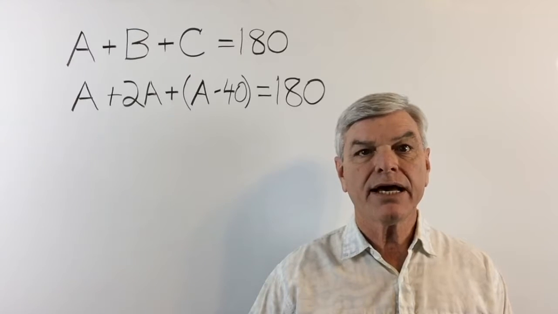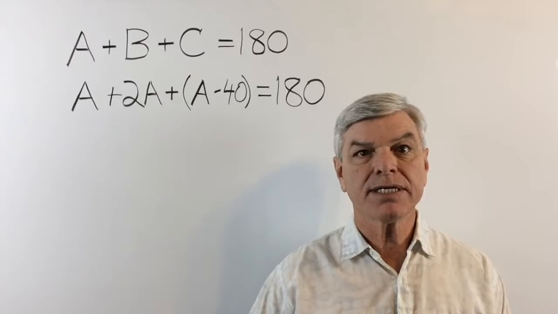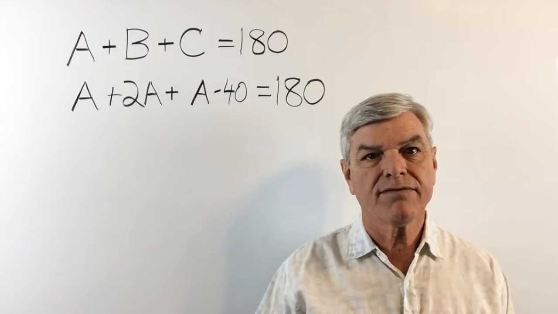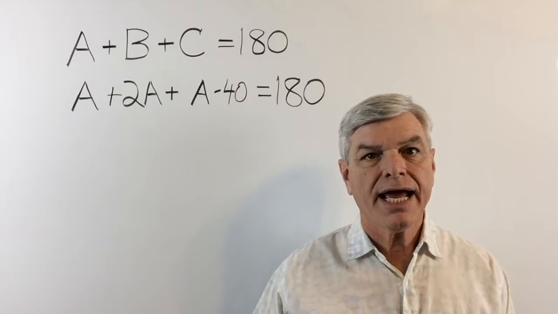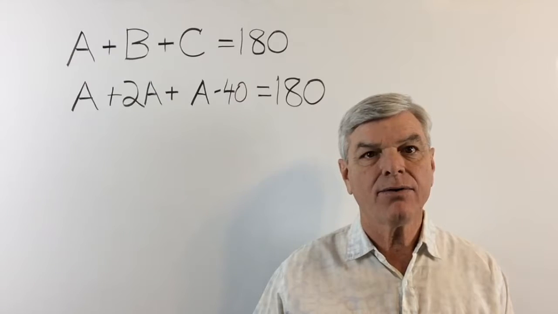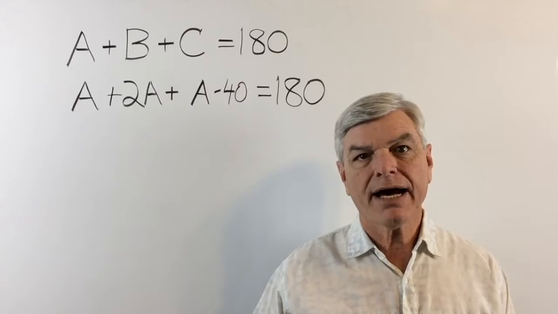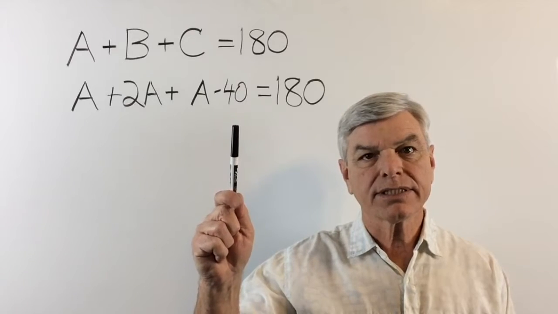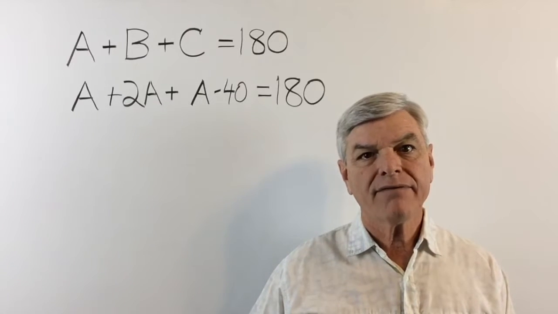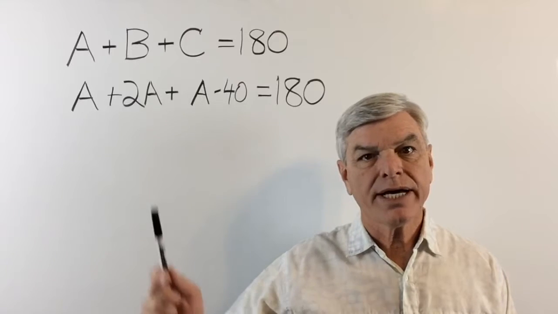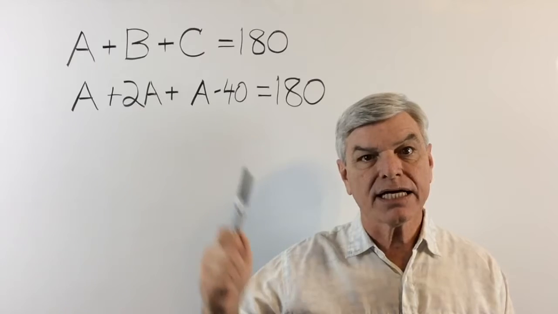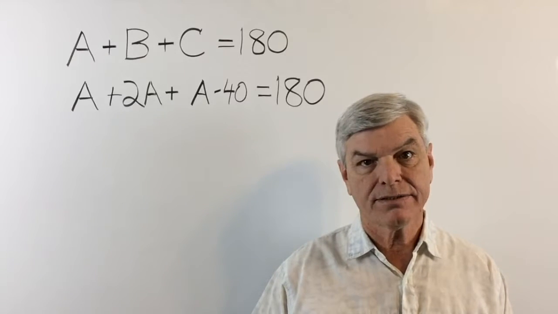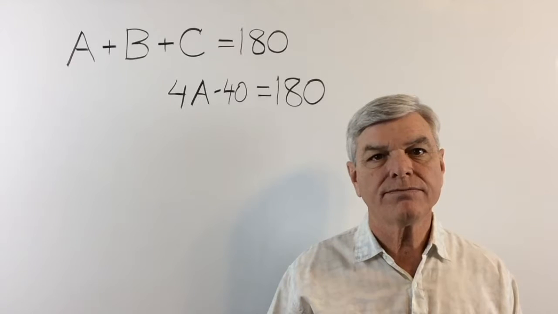So let's bring the third term out of parentheses because there's a plus in front of it. And since there's a plus in front of it, we're not going to change the signs within our parentheses. And we are going to add like terms now. The only units that we have are negative 40. I don't see any other units. But we have a bunch of A's. We have A plus 2A, that's 3A, plus A, that's 4A. We have 4 A's. And let's bring the negative 40 over.